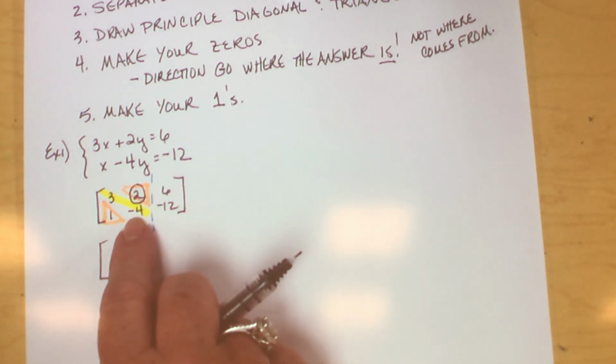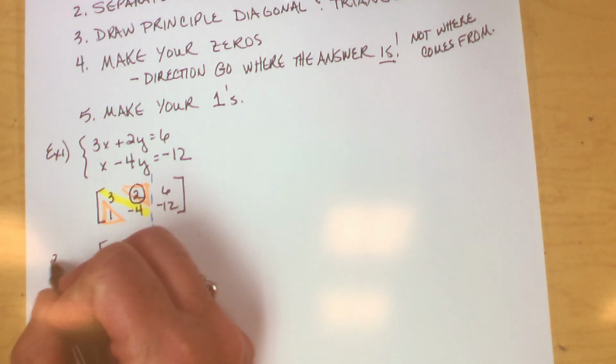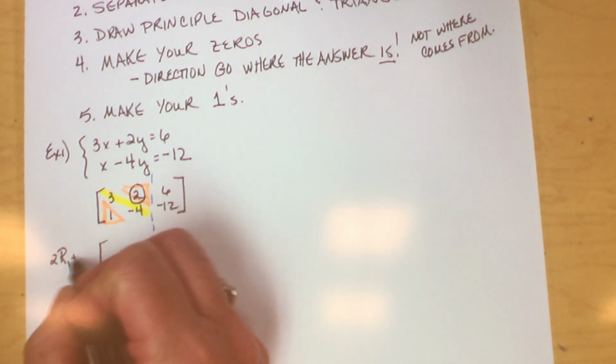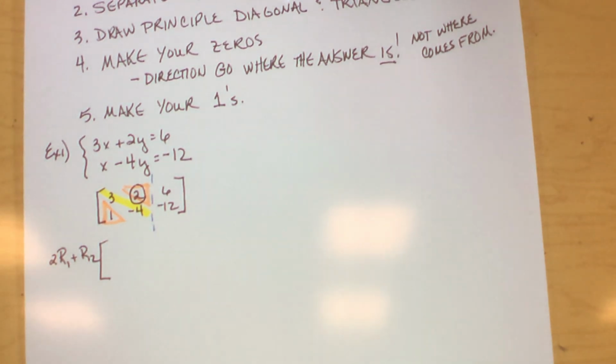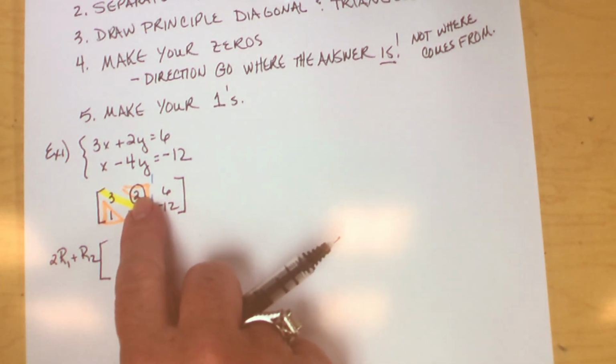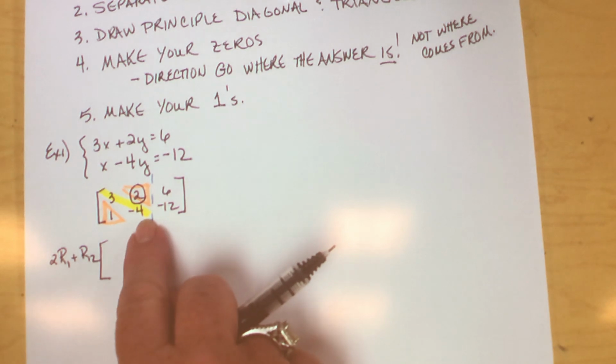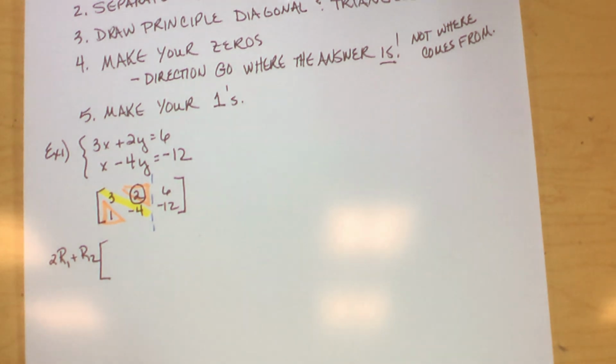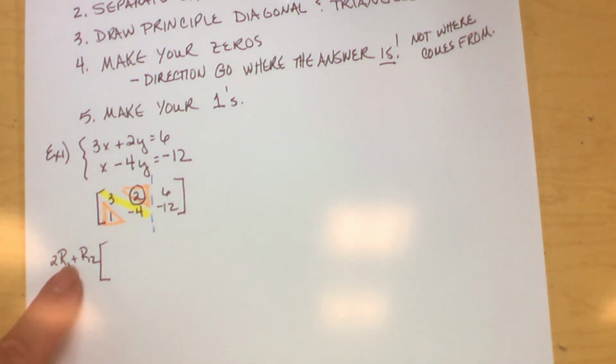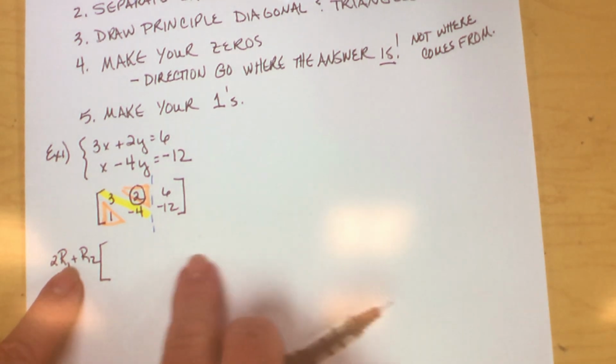Yes. So here's what I have to do. I'm going to say 2 times row 1 plus row 2. Isn't that what you just said to do? Multiply this guy who's in row 1 by 2 and add him to this guy in row 2. Are you with me? Now look where your directions go. The directions go where my answer is going to go.